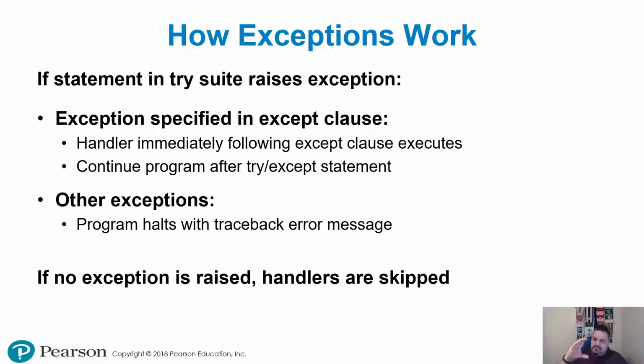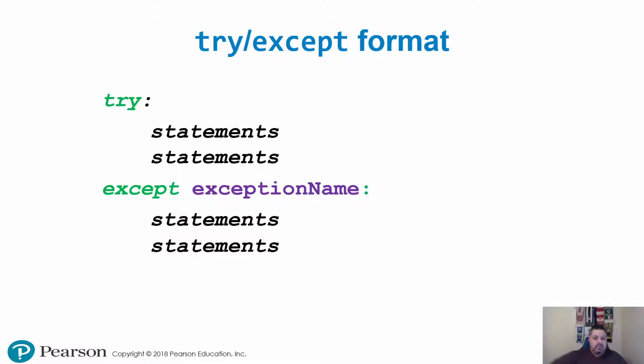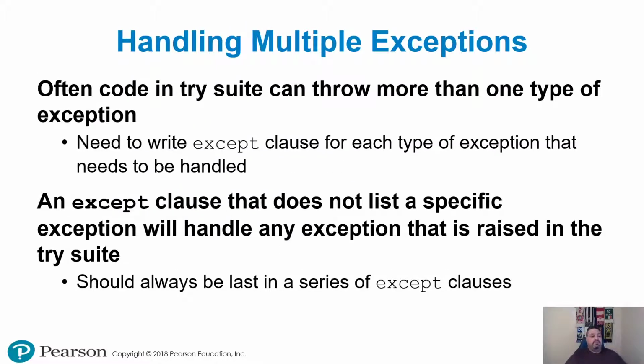But if something happens, in the try block, these are always going to be executed. In the exception block, it will only get executed if an error happens. So, try suite always happens. Except block only if an exception is thrown, only if an error actually occurs.